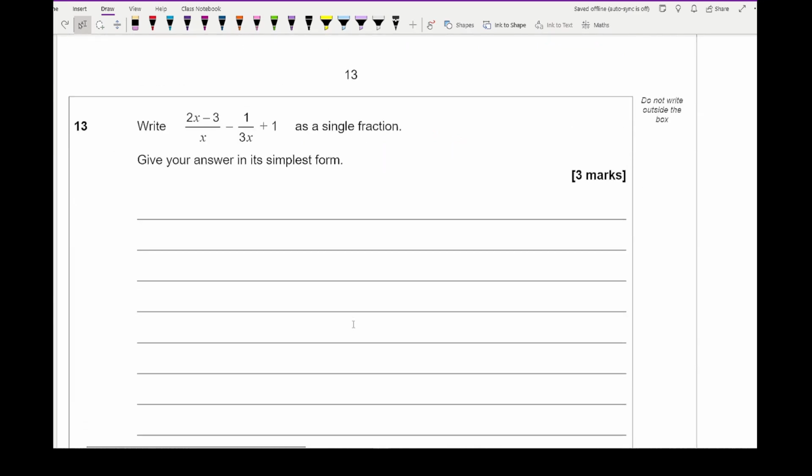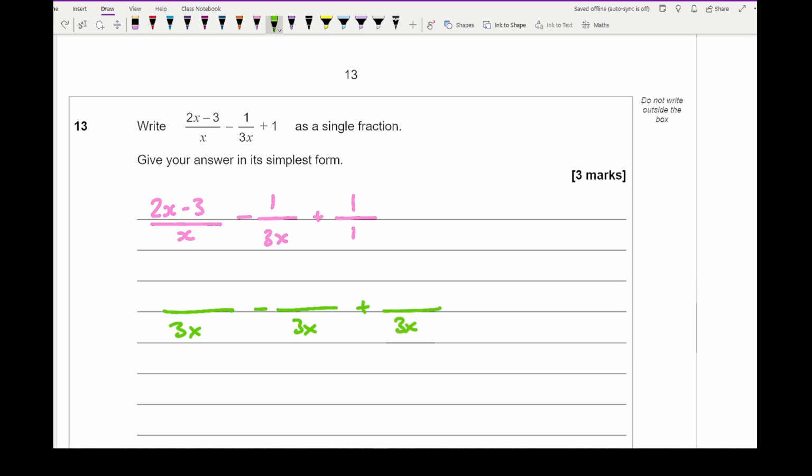Moving on to question 13, we've got another algebraic fraction. So it says write 2x minus 3 over x, minus 1 over 3x plus 1 as a single fraction. So what we need to do is try and get a common denominator. So if I just write this out first, let's get rid of that equal sign. Minus 1 over 3x plus, and I'm going to write this as a fraction as 1 over 1. So here my common denominator is going to be 3x. So I want to write this over 3x, this over 3x, and this over 3x.